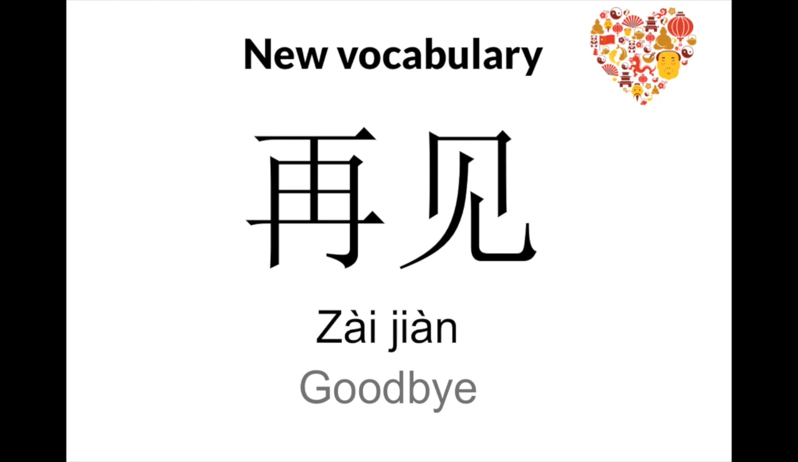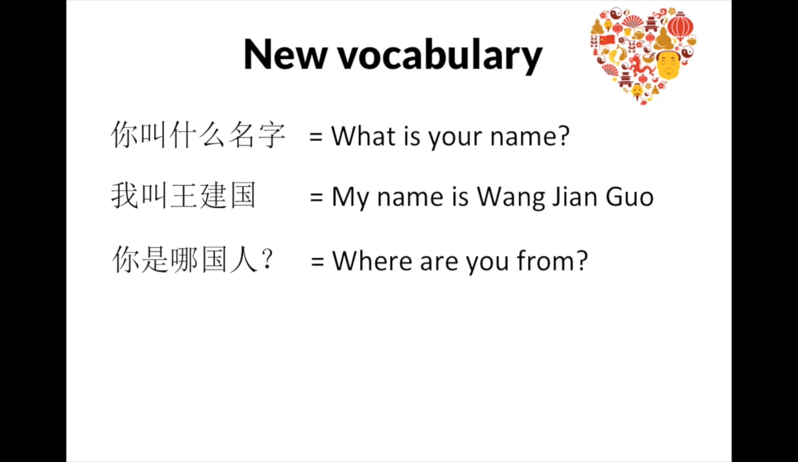再见. This is going to be the last of the words for lesson 2. Goodbye. 再见. So let's see how we can combine these words into some short sentences. First off, we have 你叫什么名字? You are called what name? What is your name? Next, we have 我叫. This is what you respond to this first one. 我叫王建国. I am called Wang Jianguo. My name is Wang Jianguo.